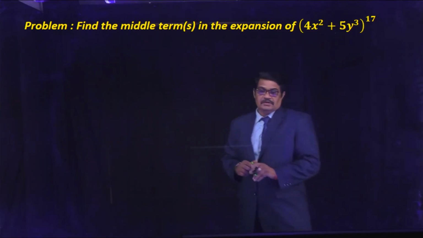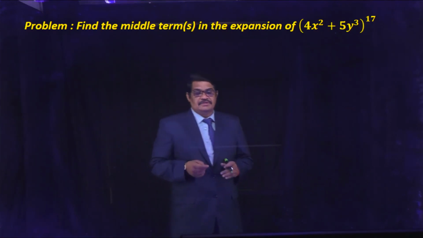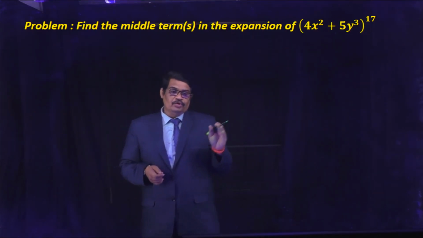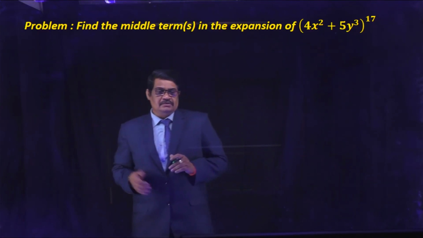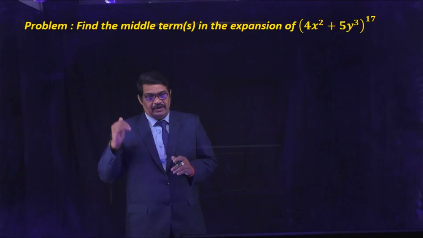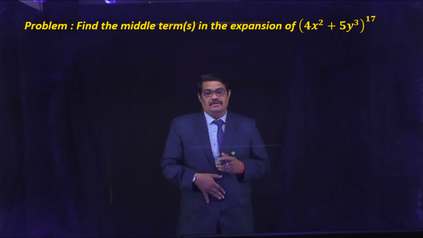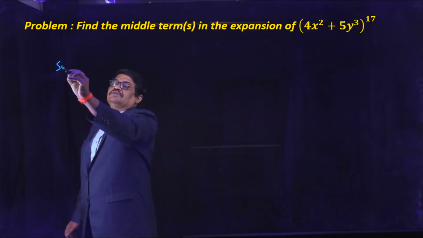Okay, see another problem. Find the middle terms in the expansion of (4x² + 5y³) to the power of 17. In the previous question the power was even. In this question the power is 17, which is an odd number. Okay, see the solution.